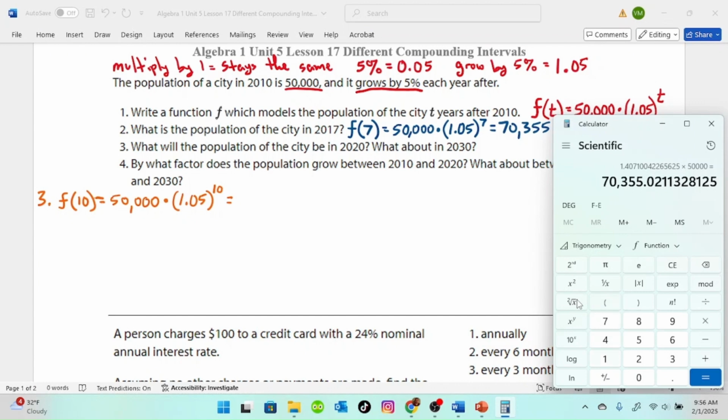We can go to the calculator, and we have 1.05 to the power of 10, and we get about 1.6. So we're going to multiply that by the original population of 50,000. Again, we're talking about people, so we want to round to the nearest whole number. So we would say the population is 81,445.